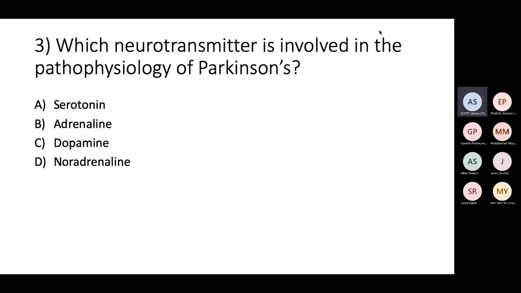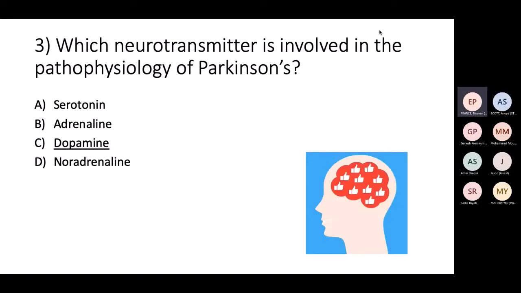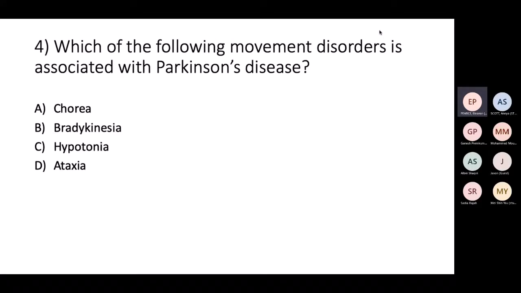Cool. So again, they've been very speedy and said C. Brilliant. Yeah, well done, guys. So it's dopamine, and it's often popularly known as the feel-good hormone. And does anyone know which of the following movement disorders is associated with Parkinson's?